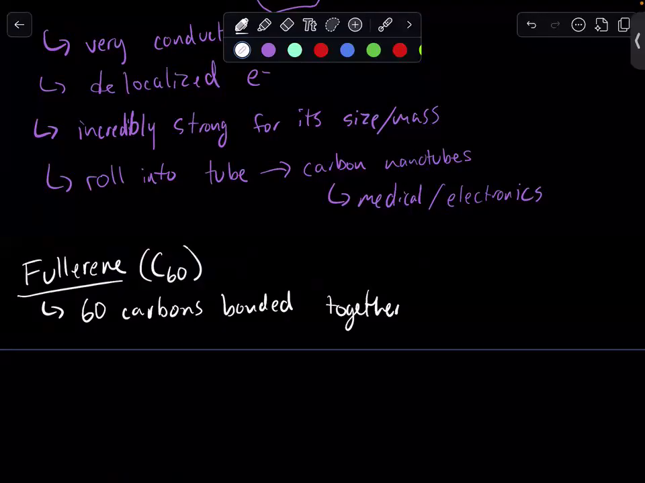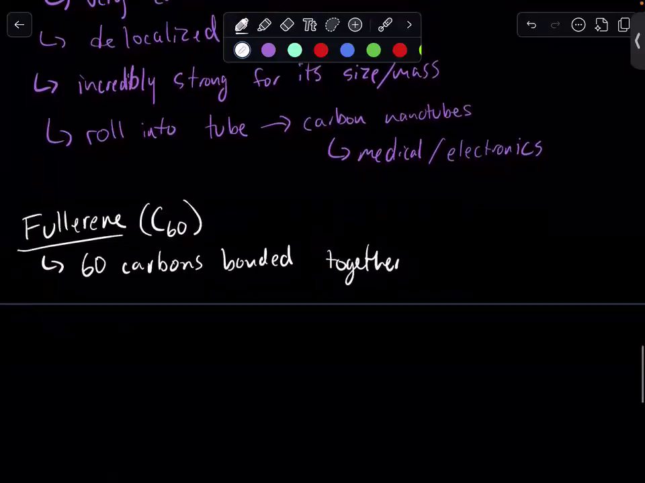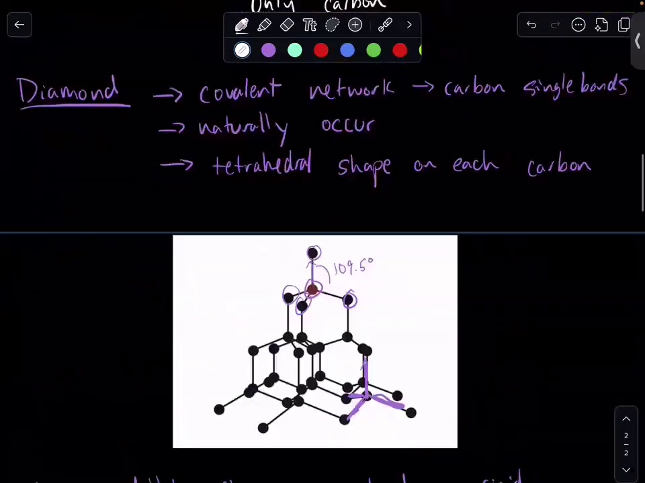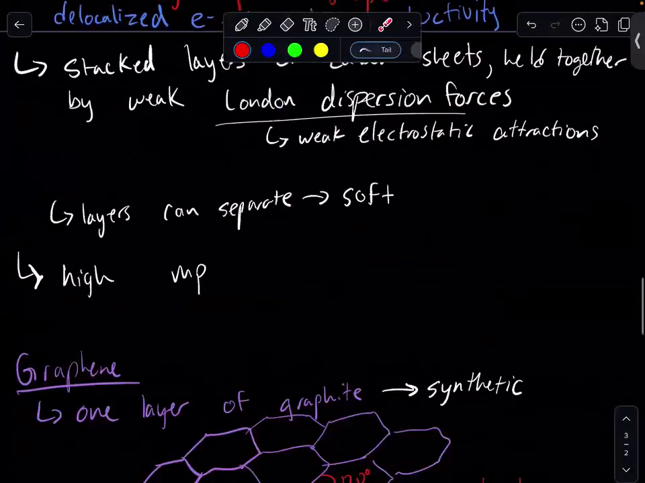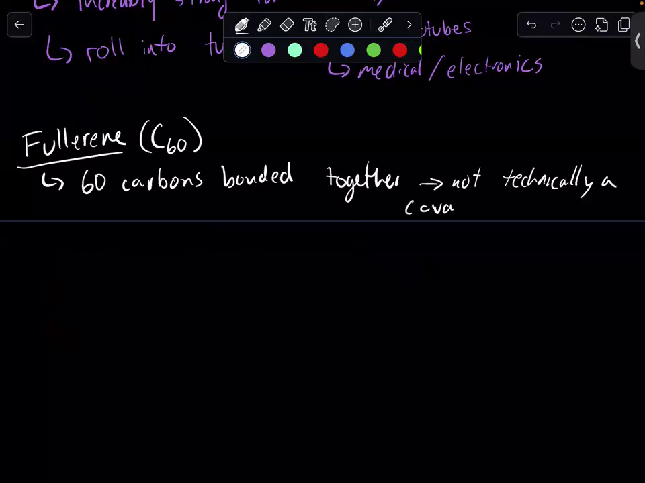So if it's 60 carbons bonded together, is it a network covalent structure? You can think about that for a moment, and we look back at our covalent network structures, and I see right here it should be hundreds to thousands. And we even mentioned there's no fixed amount. So this is not endless. This is not technically a covalent network. However, it's still incredibly cool.